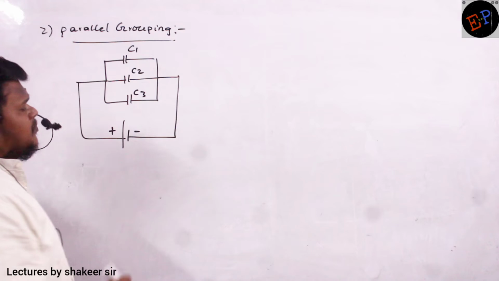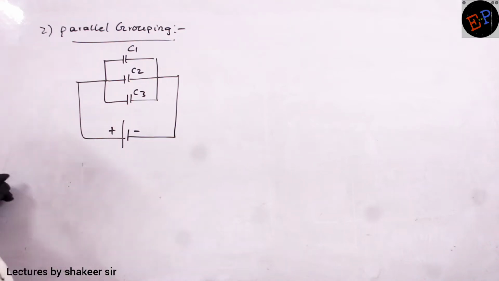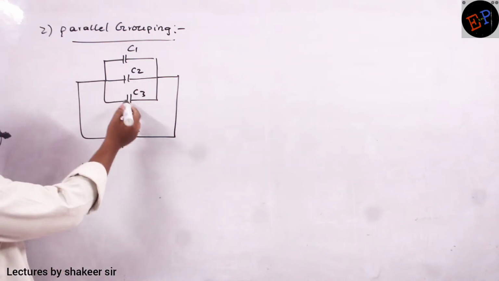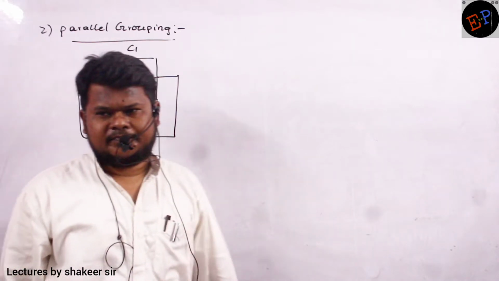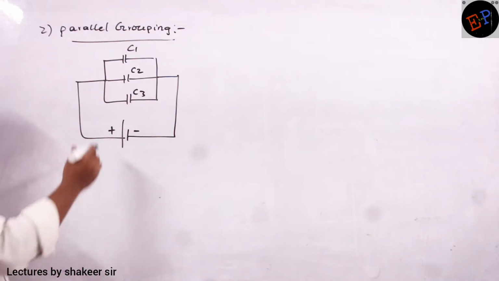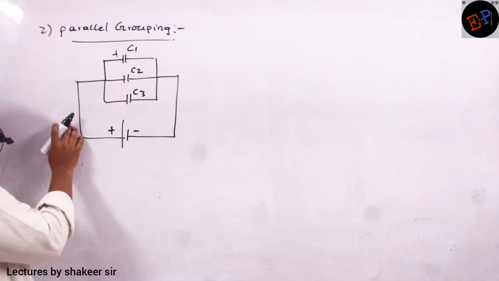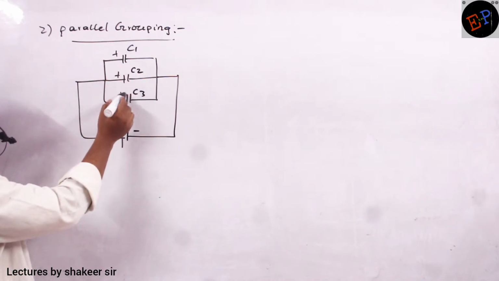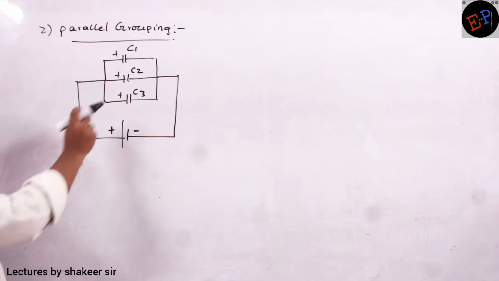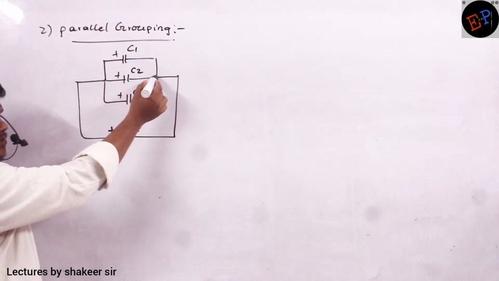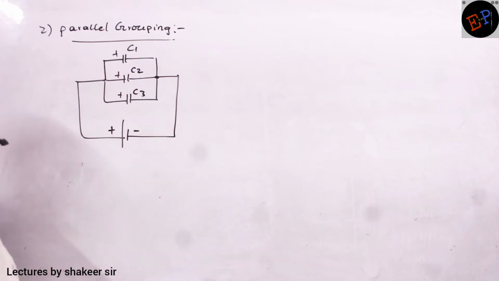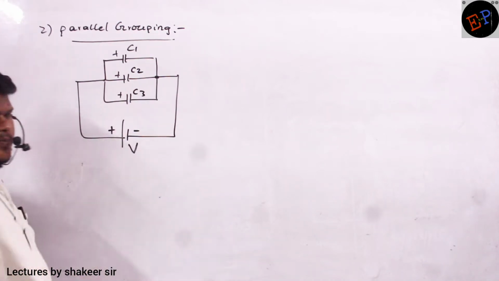So, parallel grouping of capacitors. See here, these are three capacitors, C1, C2, C3, and this type of connection I can call a parallel connection. Why can I call it a parallel connection? This is a positive plate, this is also a positive plate, this is also a positive plate. All positive plates are connected at one point. Similarly, all negative plates are connected at another point. This type of connection we can call a parallel connection.